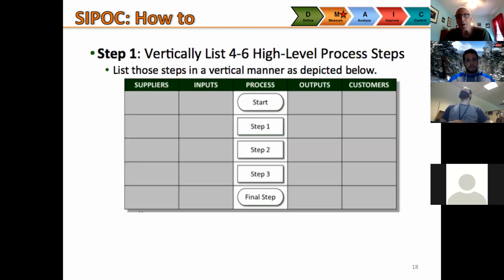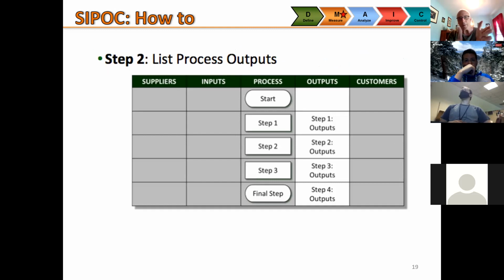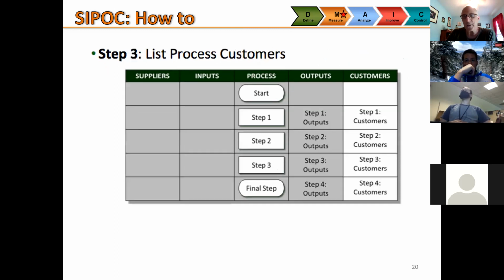And this is how you do it. So step one, you're going to vertically list 4 to 6 high-level process steps. All right. This is where we start the process. There's one, and again, it's a higher level, so you don't need to get into the grainy details of the process. And step 2, so you start in the process, and I think it'll make more sense when I get into the feeding the dog thing for you. Then the next is my outputs. So I start the middle first, then I do outputs next, and then I do customers.